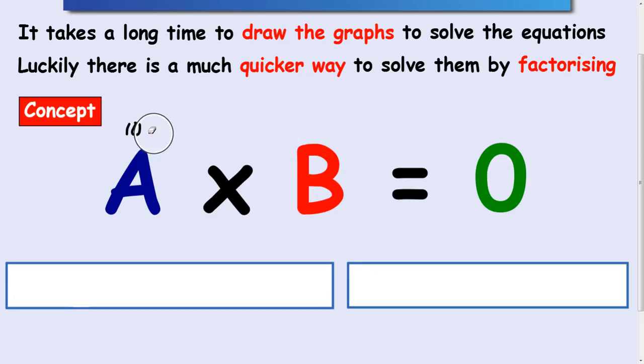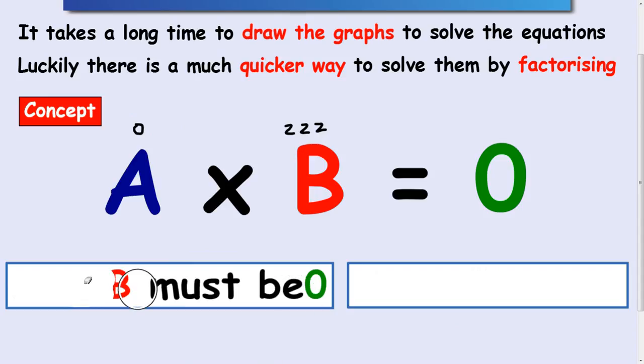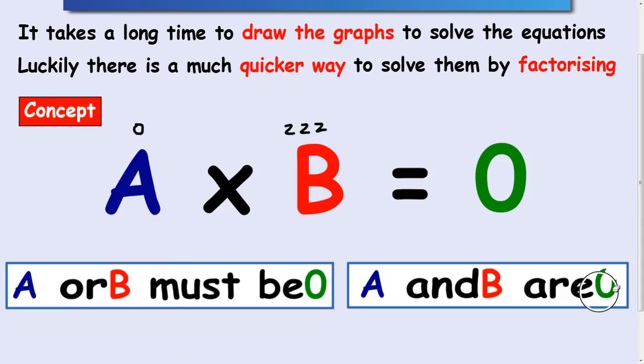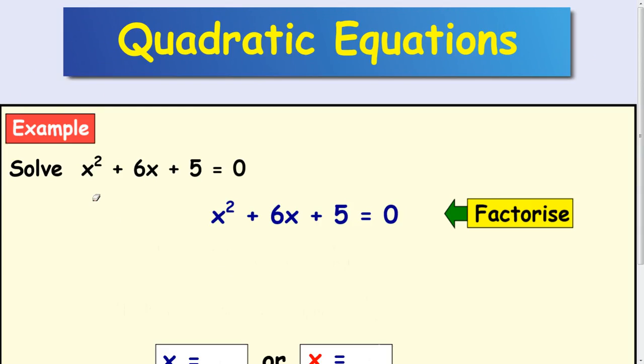And the same in another sense, if A was equal to 0, as long as you kept A as 0, B could be anything, 222, but 222 times 0 is 0. So it works out, as long as A or B are 0, so A or B must be 0, and A and B can both be 0. So let's look at how this works.